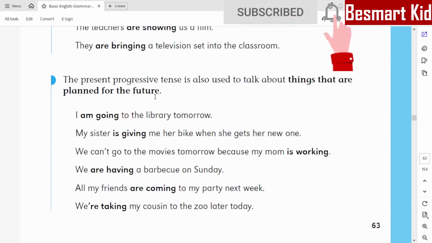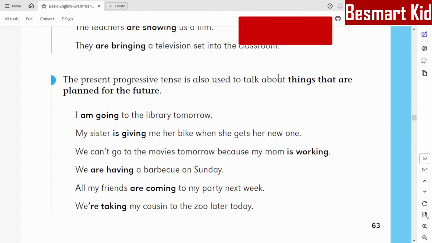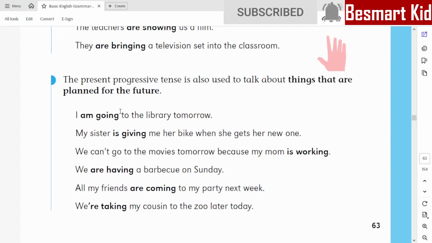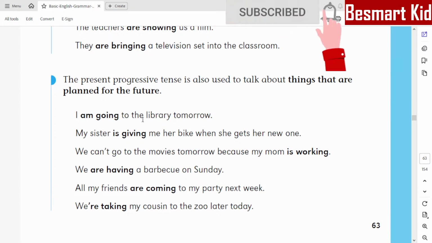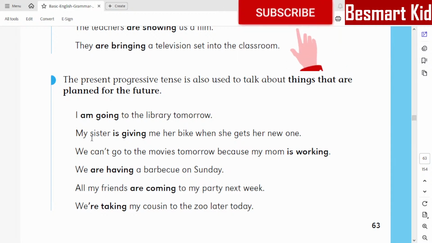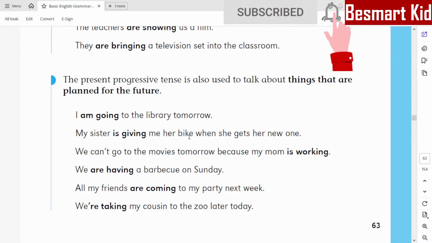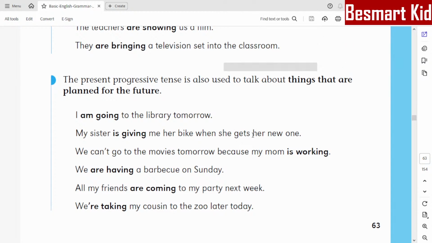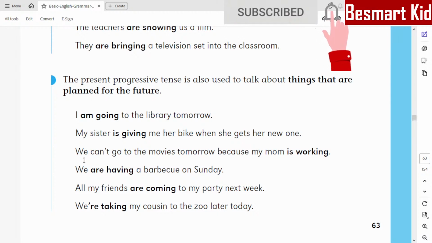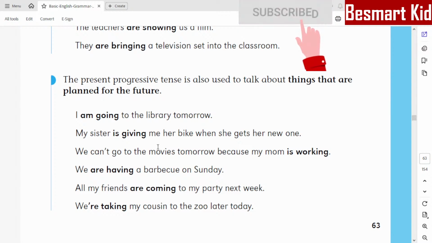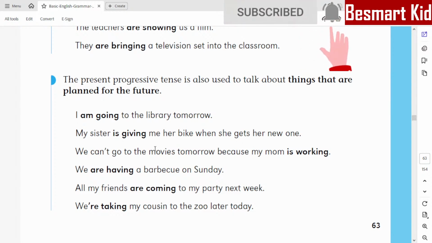The present progressive tense is also used to talk about things that are planned for the future. I am going to the library tomorrow. My sister is giving me her bike when she gets her new one. We can't go to the movie tomorrow because my mom is working.